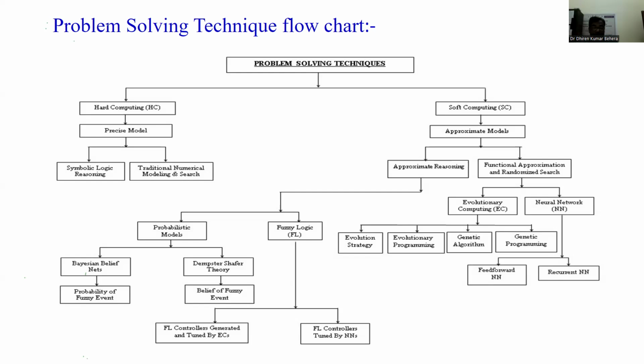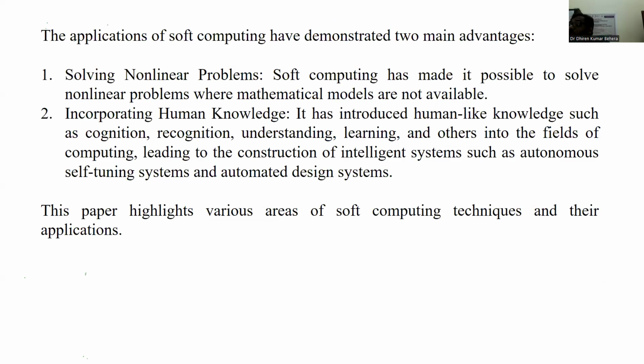Then there is functional approximation and randomized, or random, search. Evolutionary computing and neural networks: neural networks are again feed forward neural networks and recurrent neural networks. Evolutionary computing includes evolution strategy, evolutionary programming, GA, and genetic programming. All those terms are basically there in computer science, technology, or engineering if you go.